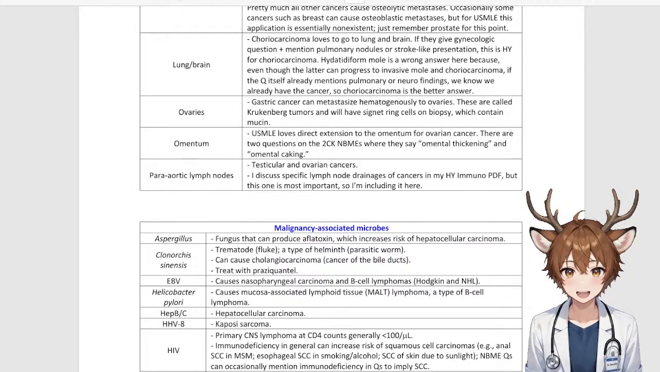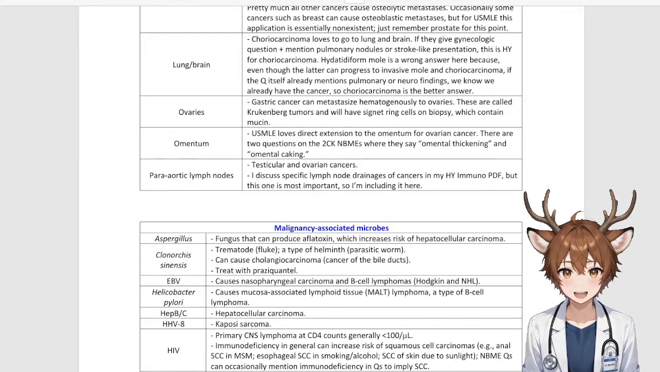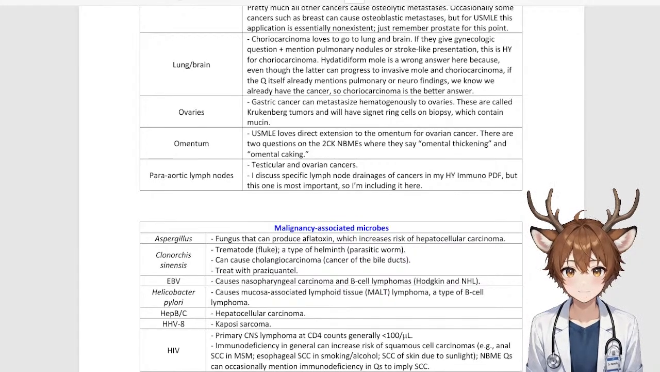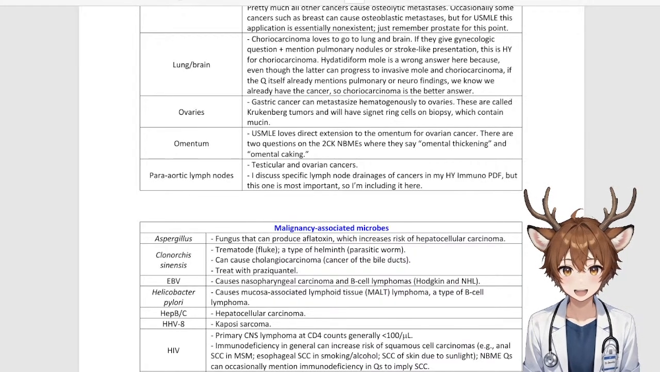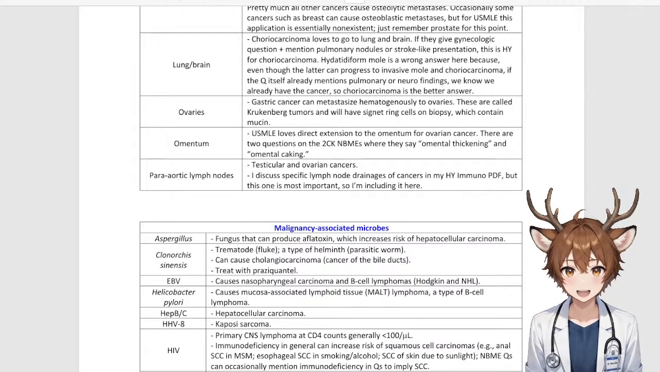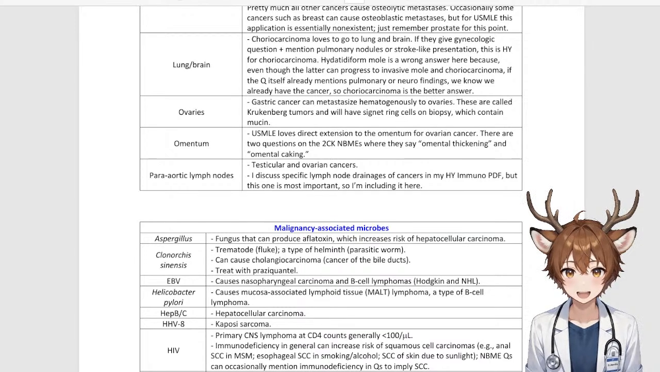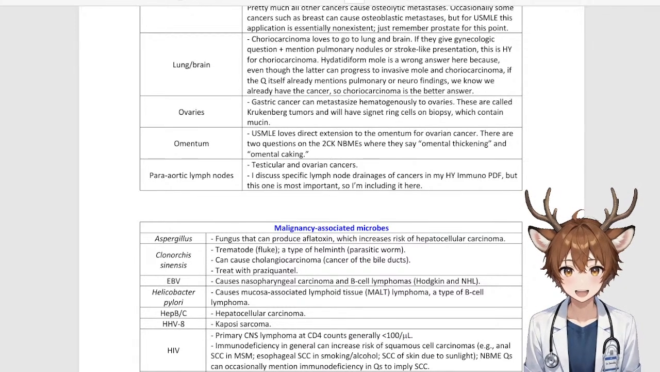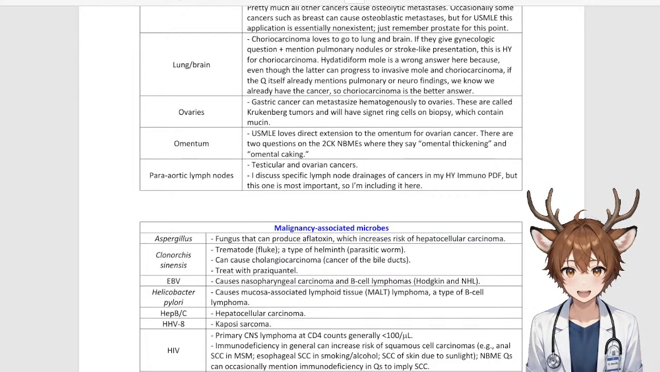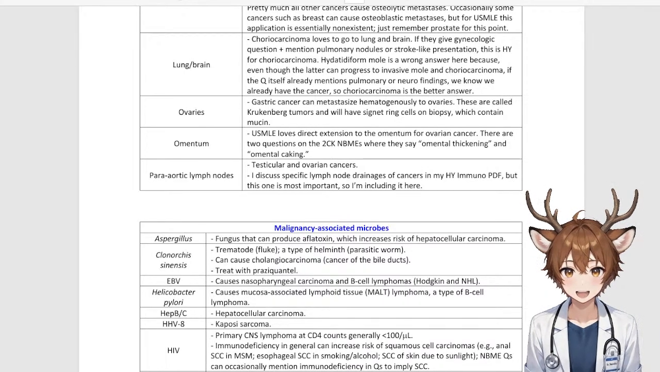If you're thinking cancer, anyways, right? Lung/brain. Choriocarcinoma loves to go to the lung and brain. If they give you a gynecologic question plus mention the pulmonary nodules or stroke-like presentation, this is high yield for choriocarcinoma. Hydatidiform mole is a wrong answer here because even though the latter can progress to invasive mole and choriocarcinoma, if the question itself already mentions pulmonary or neuro findings, we know that they already have the cancer, so choriocarcinoma is the best answer. So go for choriocarcinoma because they already have the cancer.